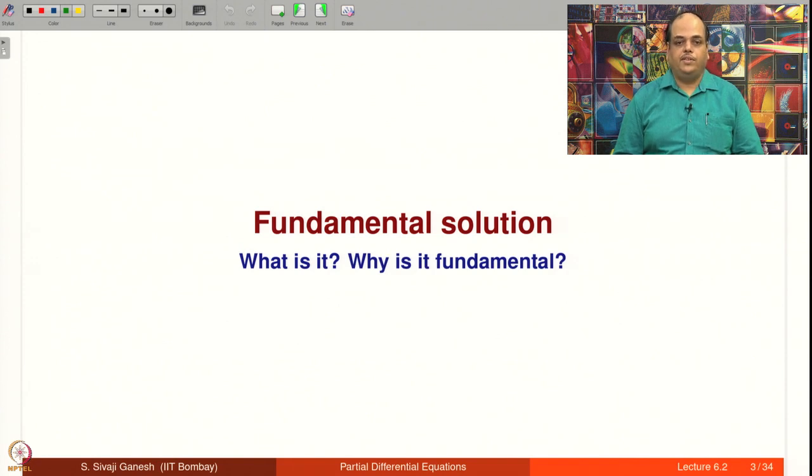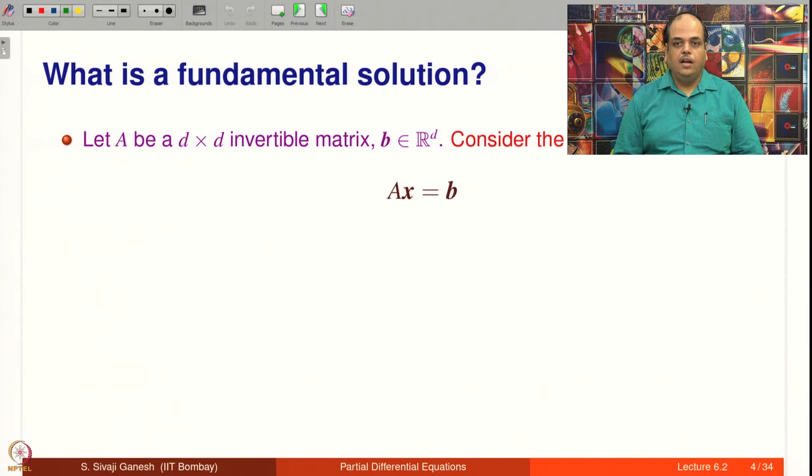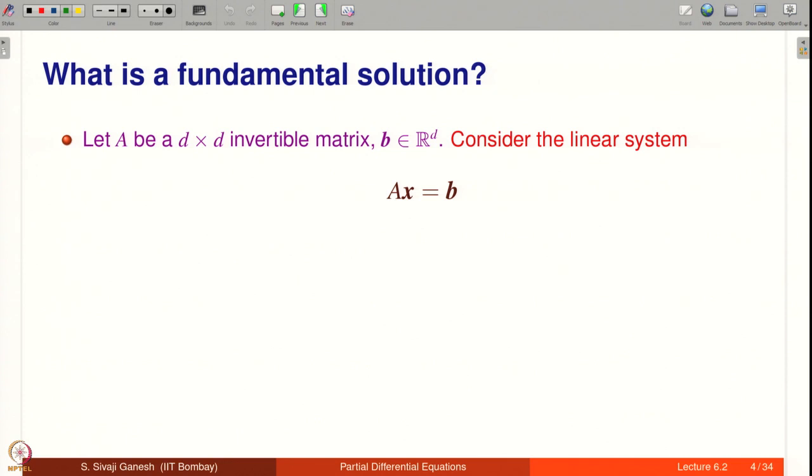Fundamental solution, what is it? Why is it fundamental? So, what is a fundamental solution? Let us start with a matrix analogy. Let A be a D by D invertible matrix and b be a vector in R^D. Consider the linear system Ax = b. b is given, you want to find the solution for x. Since A is invertible, it has exactly one solution, we know that.